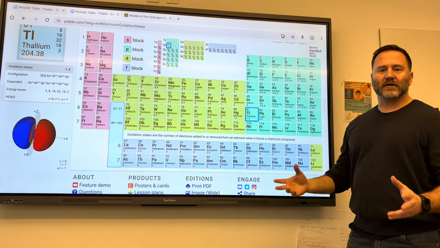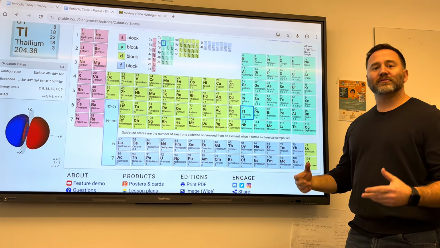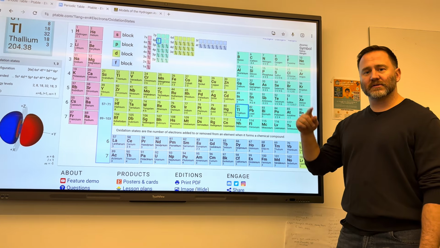So these are how the electrons are arranged in atoms. They have homes that are more specific than just spherical orbits.